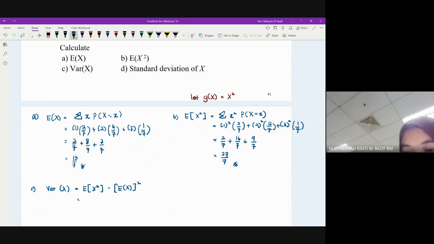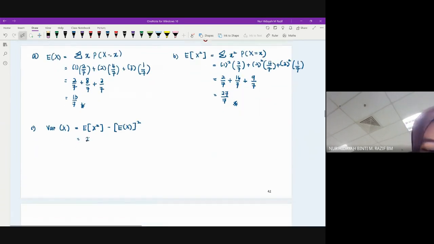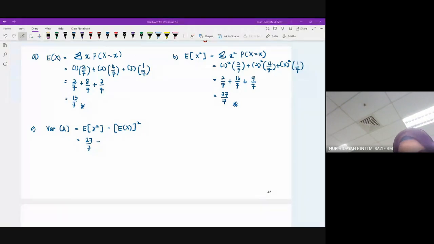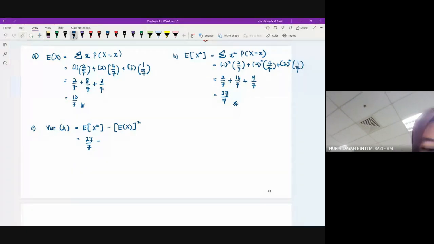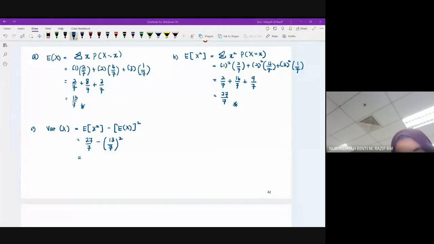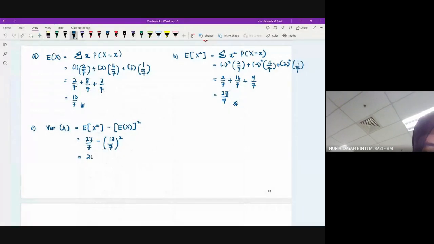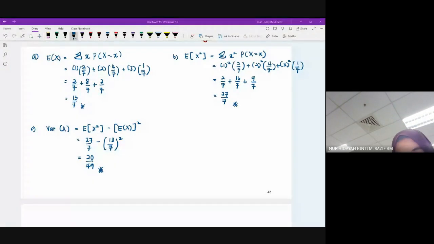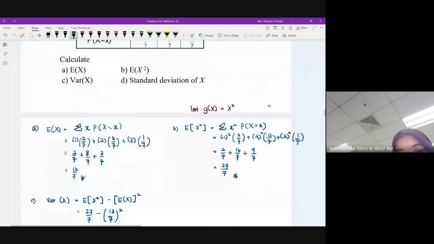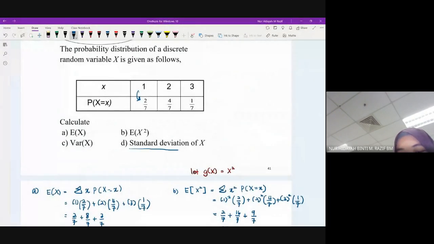So using the values that we get earlier, we are going to get here 27 over 7 ditolakkan dengan 13 over 7 kuasa 2. So if you just calculate this using your calculator, you are going to get the answer here is 20 over 49. That will be your variance. Okay, so selesai. And now dia minta kita cari standard deviation of X.